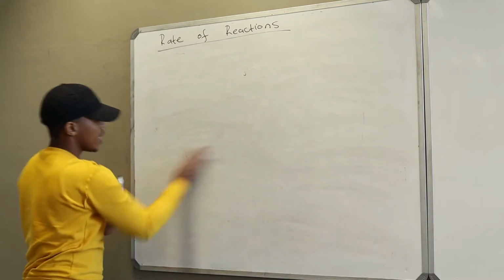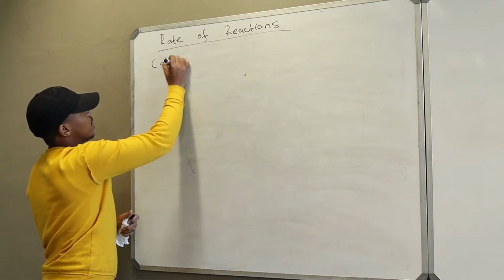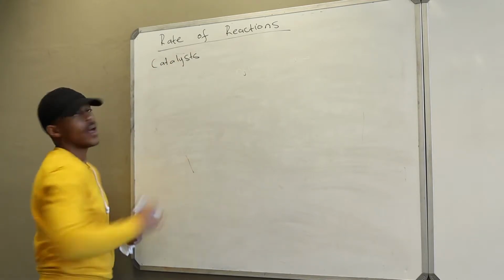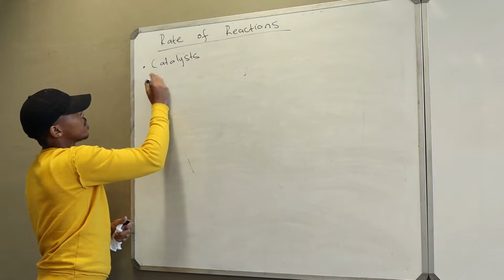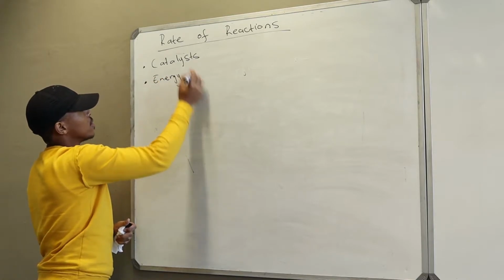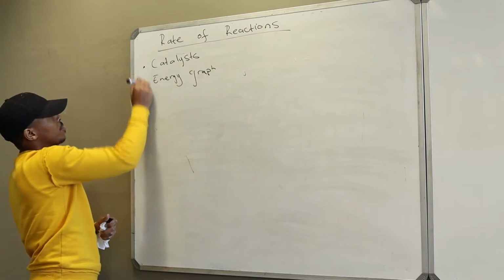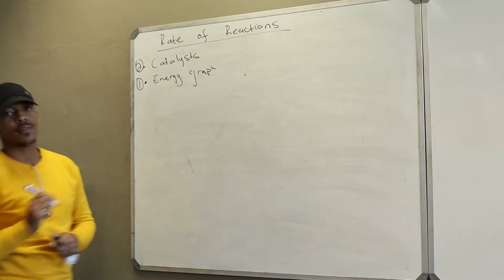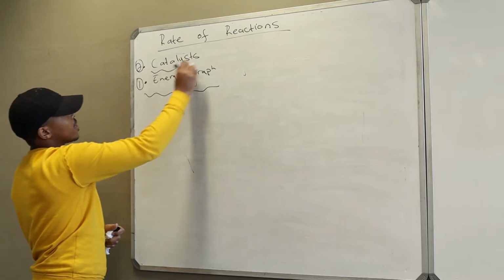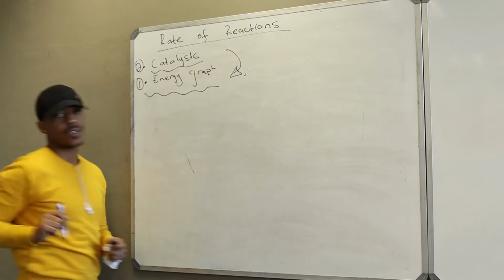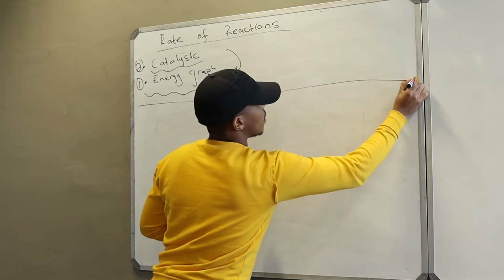So what are we going to do today? Today we are going to talk more about catalysts, and then we are going to talk about energy graphs. We're going to do energy graphs first and then catalysts after that, because I first want to explain energy graphs and then how a catalyst changes an energy graph. Alright, let's get straight into that.